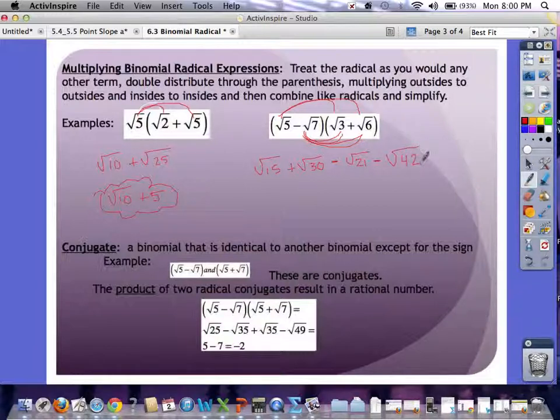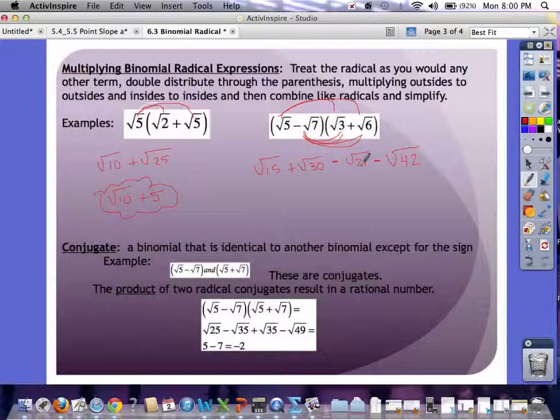And then you got to go back and clean up if you can. Square root of 15 is broken down as far as it can go. The square root of 30, I don't believe that can be broken down any further either. There's no perfect squares that can come out of either one. Same with the square root of 21.